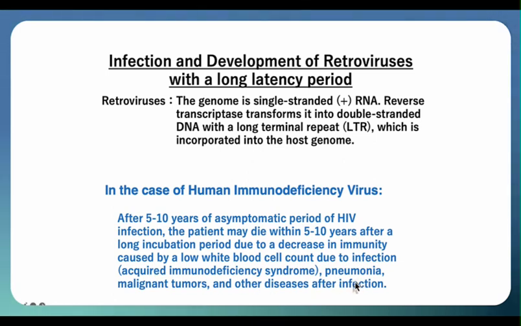One such retrovirus is the AIDS virus, human immunodeficiency virus, or HIV, which has a long asymptomatic period of 5 to 10 years, a latent period, and causes a decrease in immunity due to a low white blood cell count. As acquired immunodeficiency syndrome develops, this can lead to increased susceptibility to pneumonia, malignancy, and death.